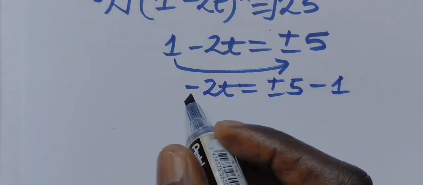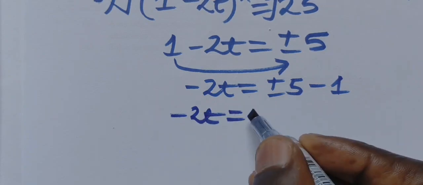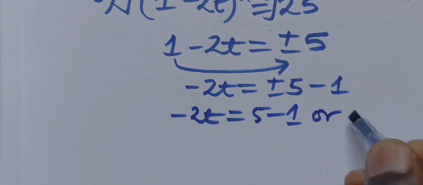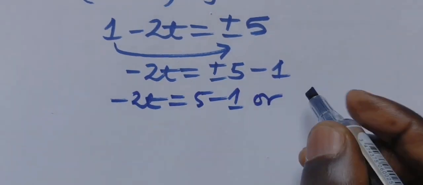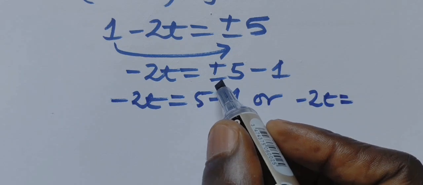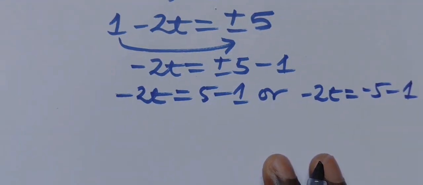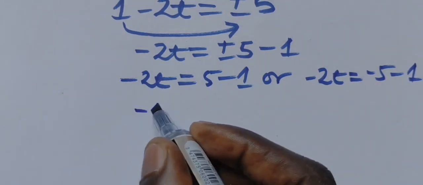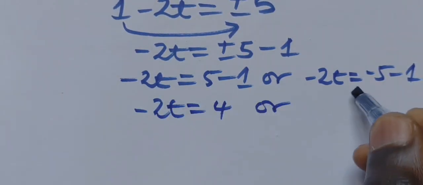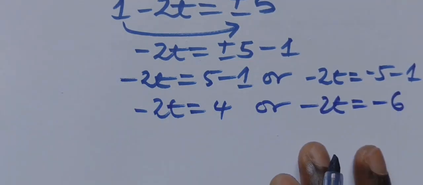And then this means that here we can have 2 equations to solve so that we get 2 solutions. So the first equation, I'll write it as follows: negative 2t equal to positive 5, then minus 1. Or the other equation I'll write is negative 2t equal to, so in this case I'm now taking the negative, so negative 5 minus 1. Solving this one, this here gives negative 2t equal to 4. Then, or this one gives negative 2t equal to negative 6.